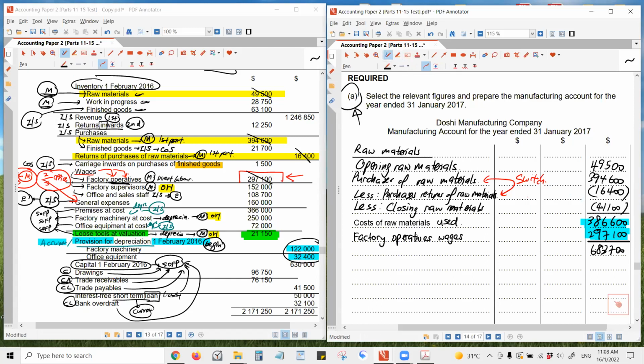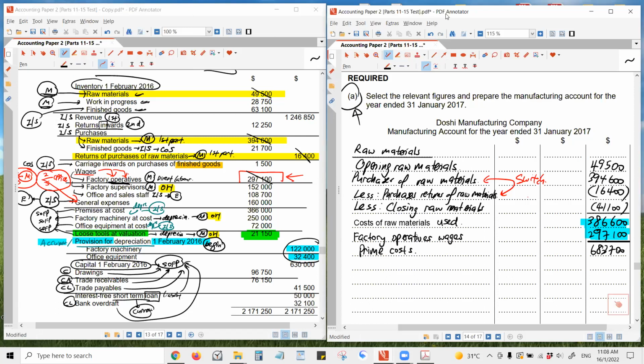683,700. This is prime cost. Prime cost is the total of all the direct costs. Prime cost, okay, 683,700.